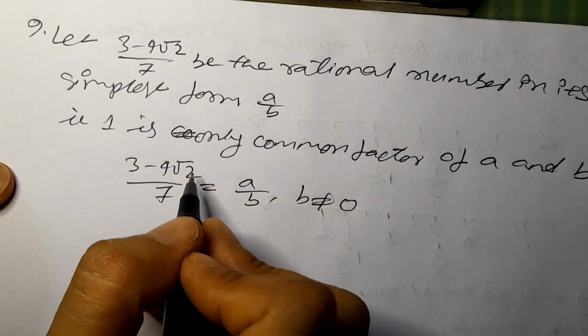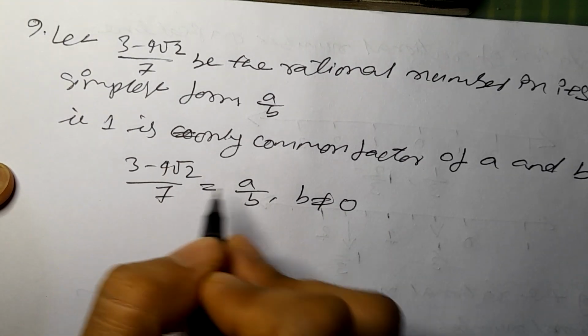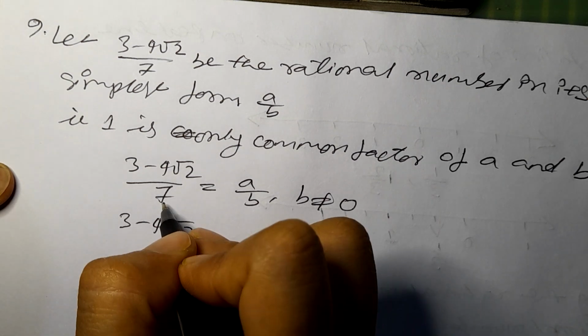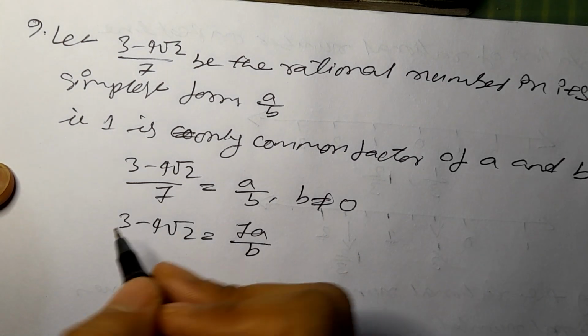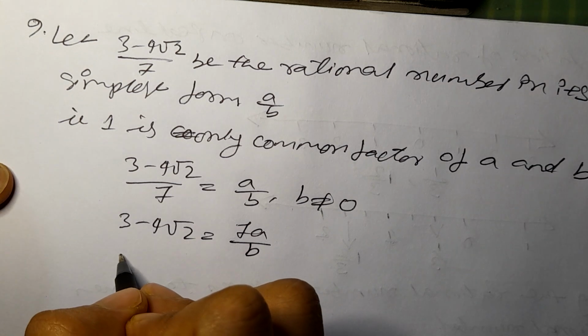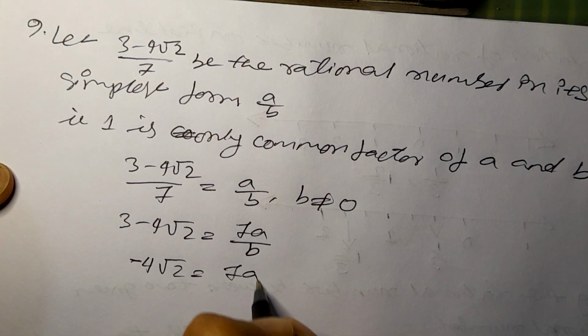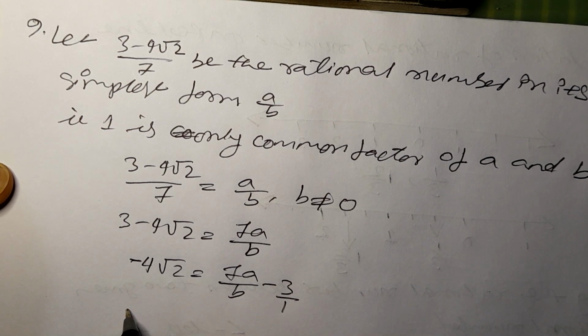Our main target is to keep the root 2 on this side and take the rest to that side. So if it is divide, it will be multiply. 3 minus 4 root 2 equals 7a by b. Now take the 3 to that side. So minus 4 root 2 is equal to 7a divided by b minus 3. So make it a fraction. So minus 4 root 2 is equal to, LCM will be b, 7a minus 3b.